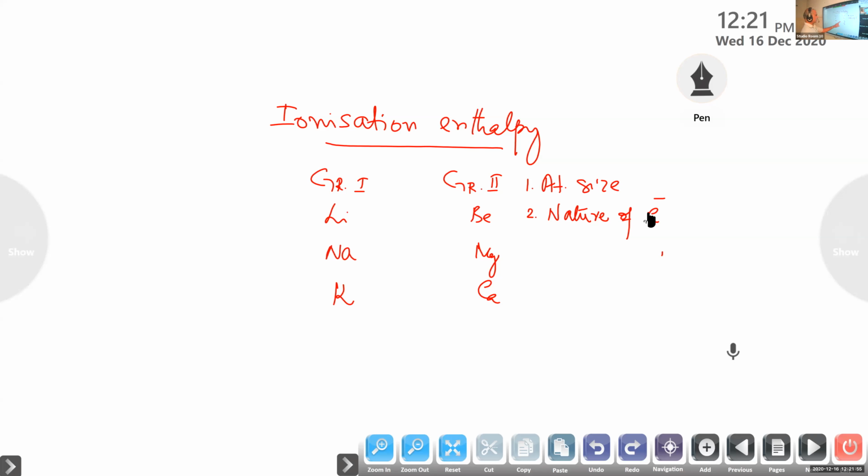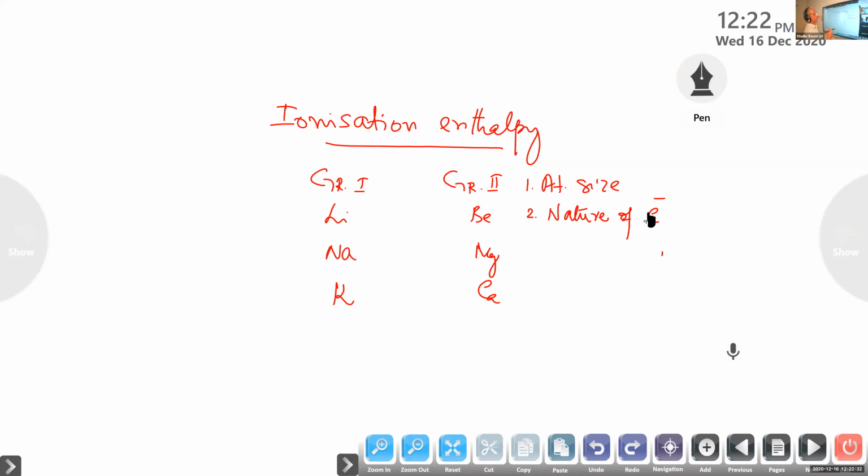You compare the atomic size of the two groups. We know the atomic size of group 2 is smaller than that of group 1. Beryllium is smaller than lithium. Magnesium is smaller than sodium. Calcium is smaller than potassium. That is because from left to right, the atomic size decreases. When the atomic size decreases, the ionization enthalpy increases.